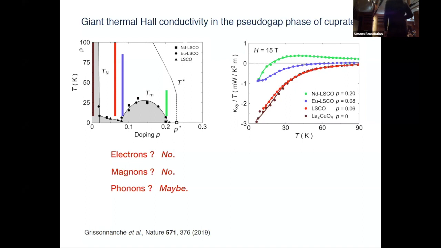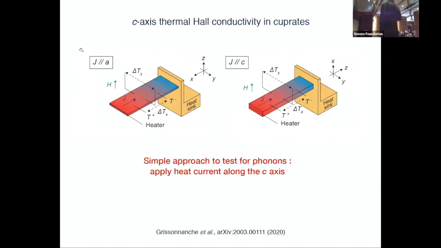So then what about phonons? Phonons carry heat. Can they generate a thermal Hall effect? To explore that possibility, we have this very simple idea that instead of sending the heat current in the plane, we're going to send it normal to it. And basically, the only thing that carries heat reasonably well perpendicular to the copper oxide plane are the phonons. Magnons are 2D, and any electronic excitation you can think of would definitely be more mobile in the plane than perpendicular. So we do J parallel to a and J parallel to c in the same material.